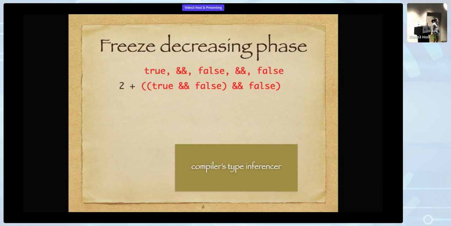Then next is the decreasing phase. We'd like to decrease the number of frozen parts. For example, we are considering all elements of this red part, from left to right. So first we try to unfreeze this one, and then we pass this expression to the compiler type inferencer.